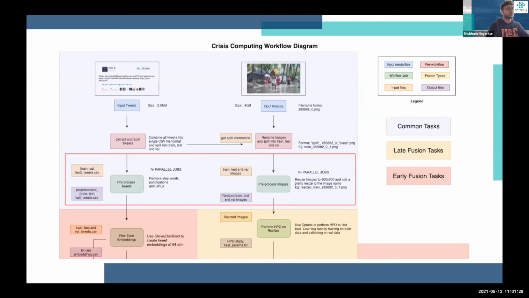And in case of images, we are just resizing the images so that each and every image is of the same size, that is 600 cross 600. One more interesting thing to note here is basically these jobs are parallel jobs. So basically, these images are divided into different sections, and these different images are then processed on different computing nodes so that this speeds up the process.